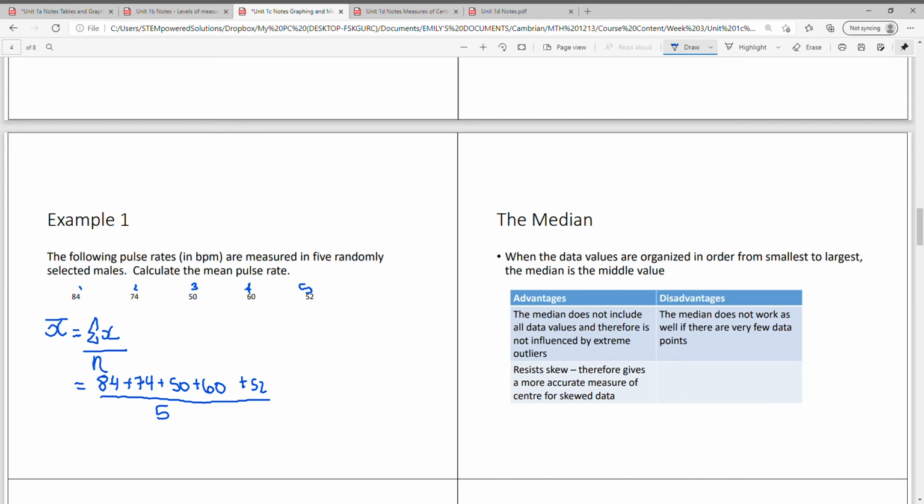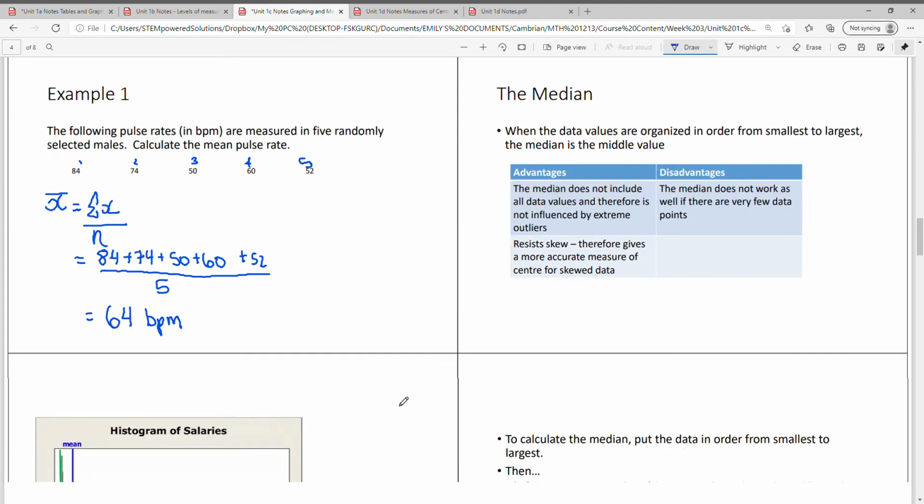So first we're going to sum up 84 plus 74 plus 50 plus 60 plus 52 equals 320. Divide by 5, and therefore the average will be equal to 64 beats per minute. Don't forget your units.